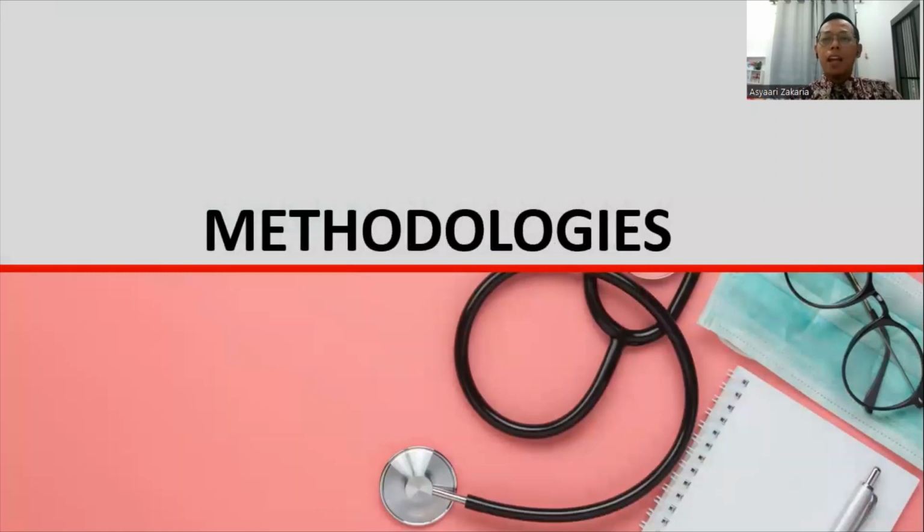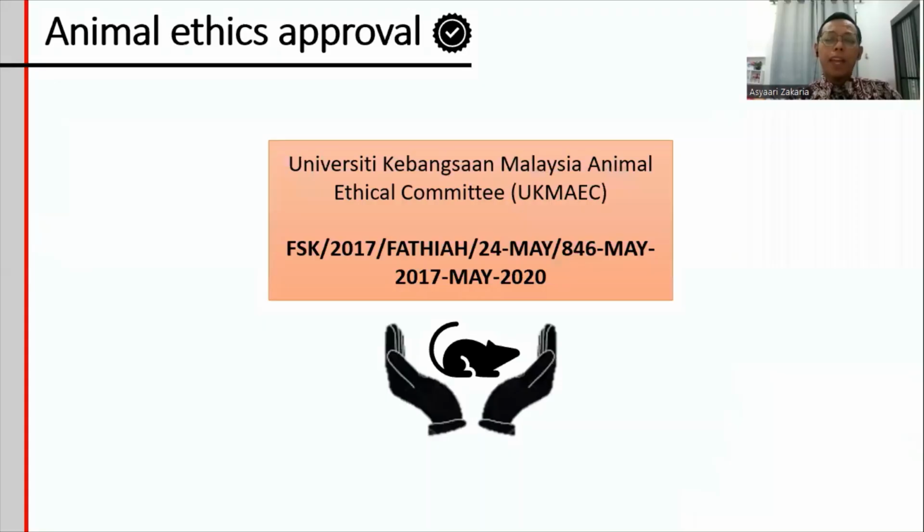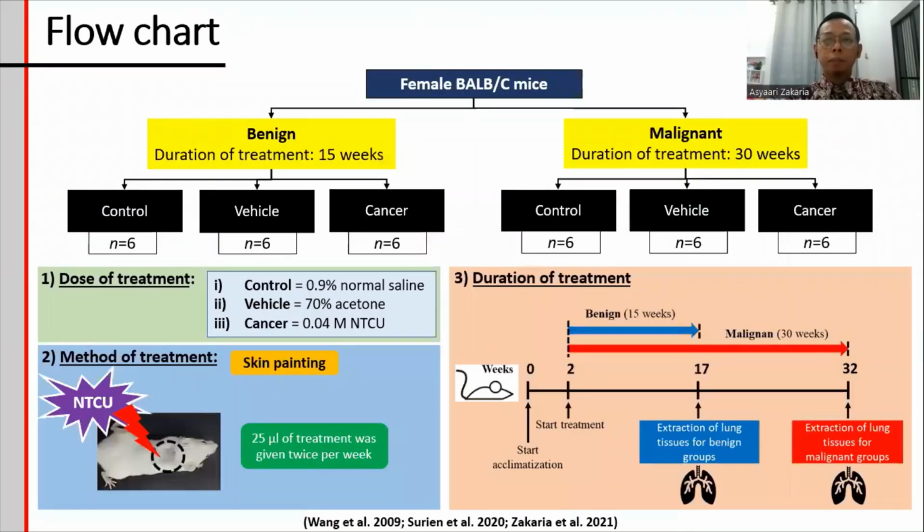Ladies and gentlemen, now let us go through the methods. The study was conducted following animal ethics guidelines approved by our institution. As shown here, female mice were assigned into two groups, benign and malignant, which received treatment for 15 and 30 weeks respectively. Then, the mice in each group were further allotted into three groups: control, vehicle, and cancer group, which received normal saline, acetone, and NTCU respectively. The treatment was given on the dorsal area twice per week.